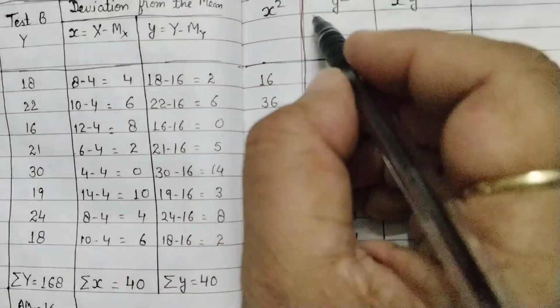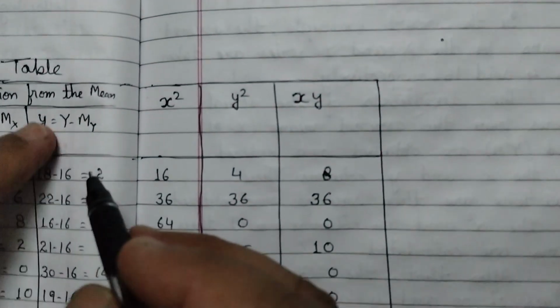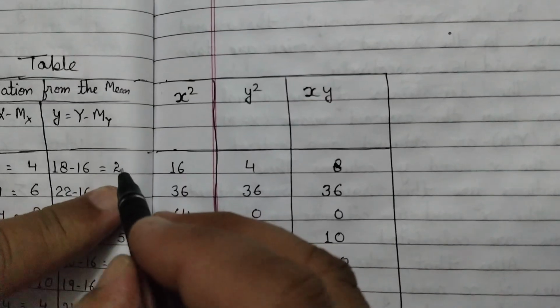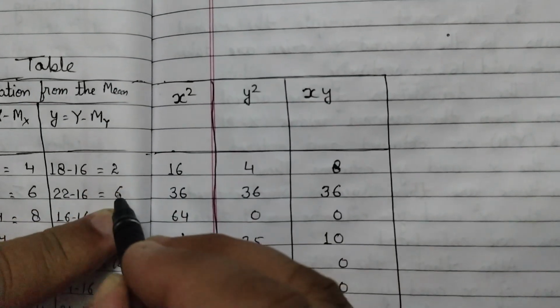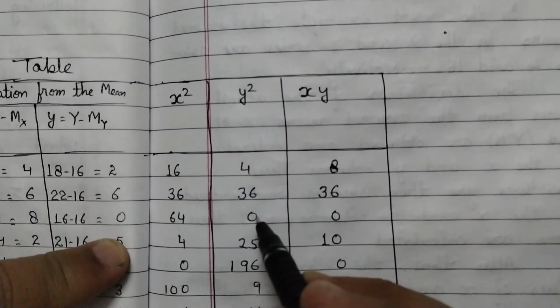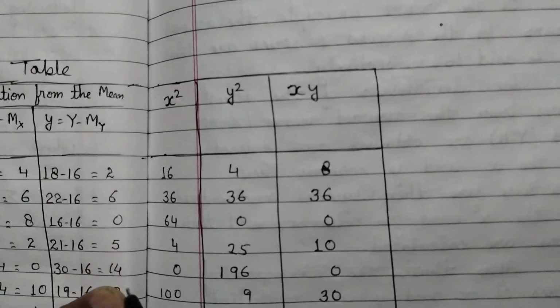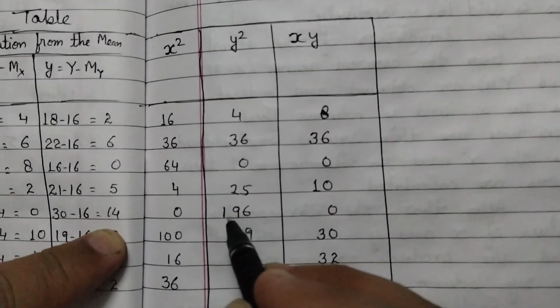Now next column is y square. So y values are here. So square of y: 2 square is 4, 6 square is 36, 0 square is 0, 5 square is 25, 14 square is 196.